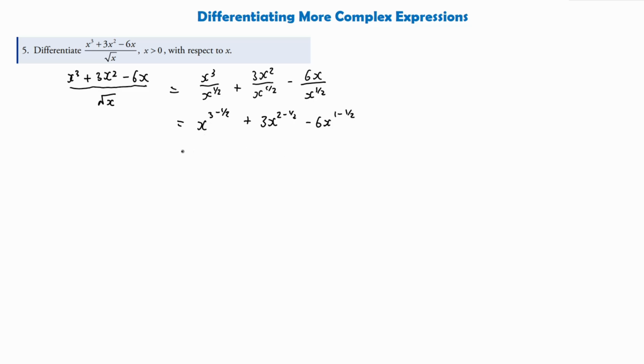And now we can rewrite this. Let's see, we're going to have x to the 3 minus a half, which is the same as 6 over 2 minus a half, which is 5 over 2.